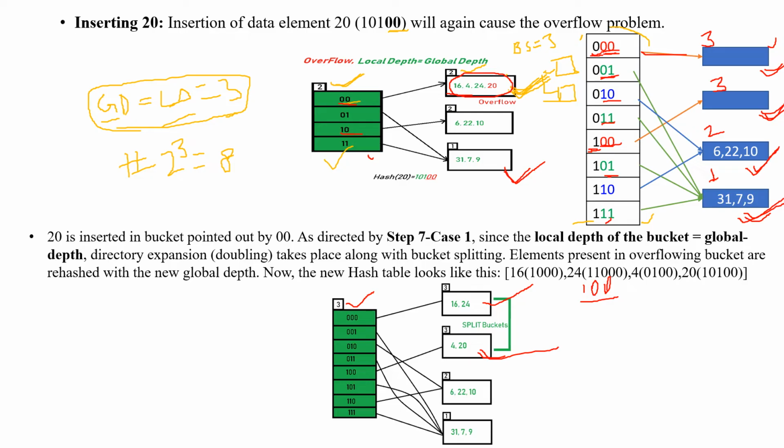24, if you see the binary bits of 24, then you will get the 3 LSB bits are 0, 0, 0. So 24 is also going to be stored there. And next is 20. Look here, the 3 LSB bits of 20 are 1, 0, 0. So this 20 is also going to be stored here. And the remaining you just copy as it is. The remaining 6, 22, 10, all of this stays the same. So nothing you will do. There are no changes here. You will only perform rehashing wherever the split happened and overflow occurred.